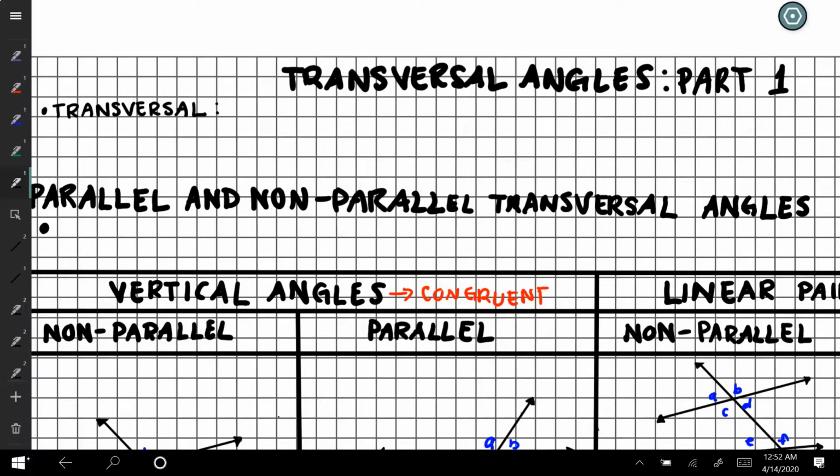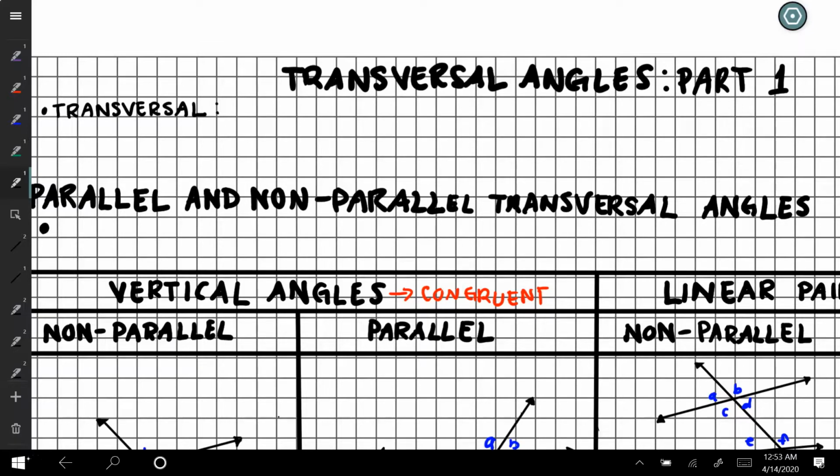Alright guys, today we're going to talk about transversal angles, and it does say part 1, and that's because this is the first lesson in a series of 3 lessons where we're going to talk about transversal angles and their properties. Alright, so the first thing we're going to do is define what a transversal is.